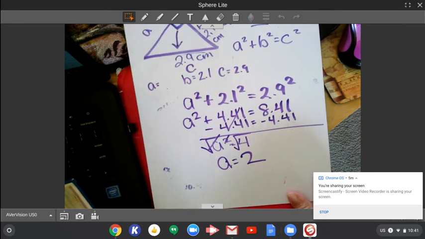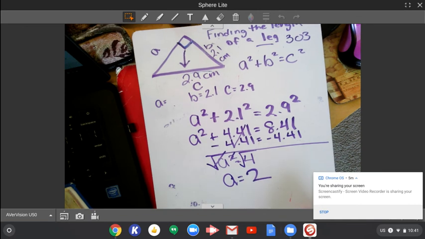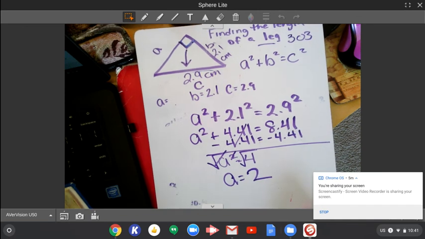Now, if you understand and you want to try a couple, you can stop here. If not, I'm going to continue with 2 more examples. It's up to you. So I'm going to let you go now if you understood that.